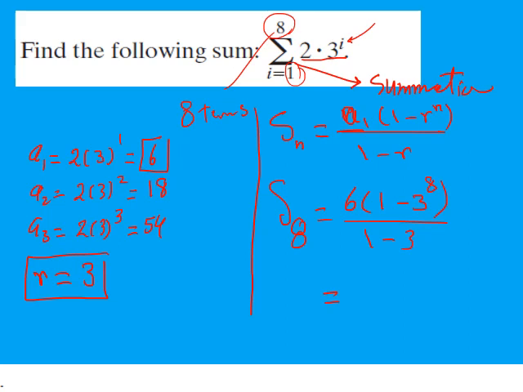So by using my calculator, 6 times 1 minus 3 to the power of 8, divided by 1 minus 3. So it's equal to 19,680.